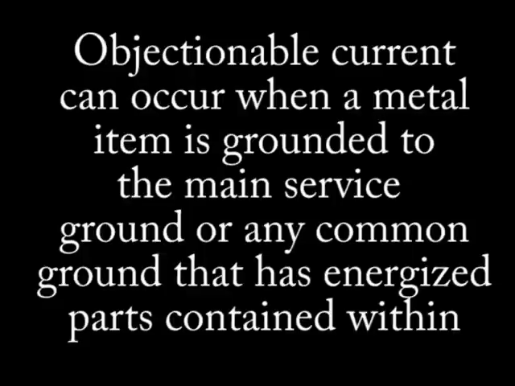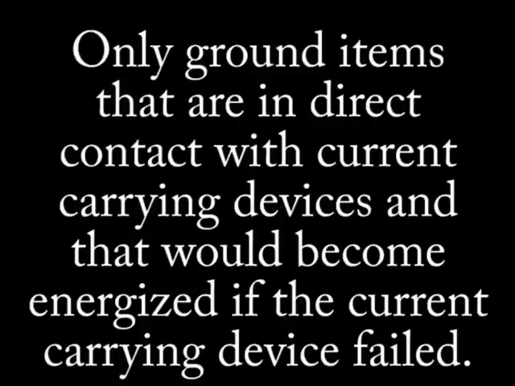In a nutshell, objectionable current occurs when items that do not require grounding to the main power source are grounded. When in doubt, use common sense. Only ground to the source when there is a potential that objectionable current can originate from the line side of an electrical device or panel.